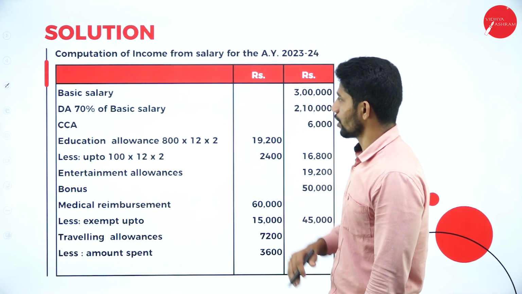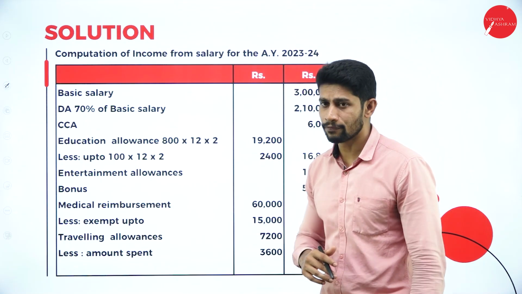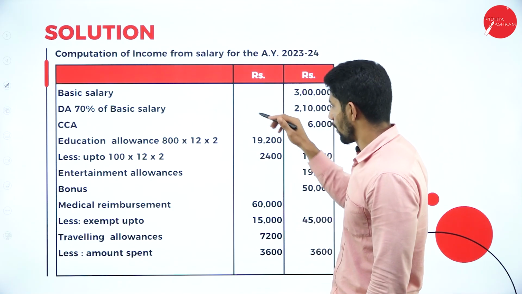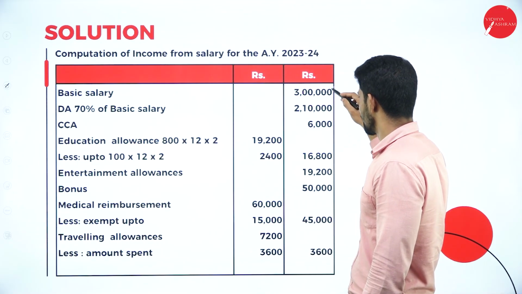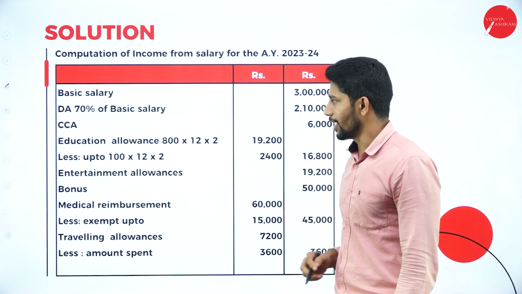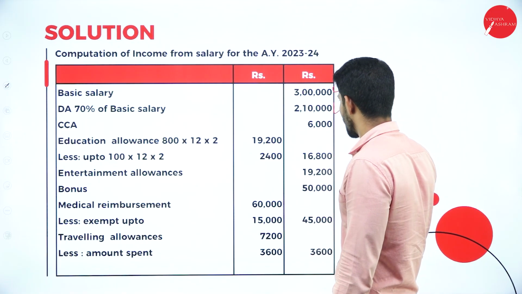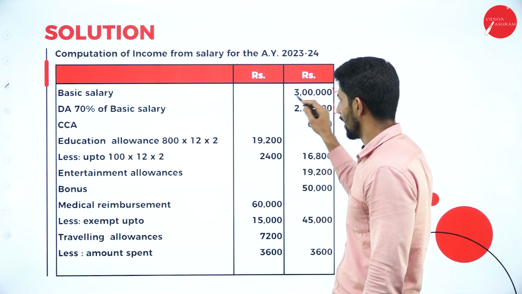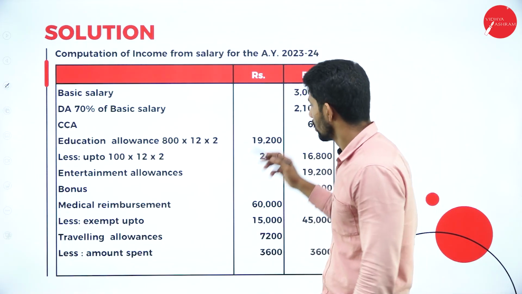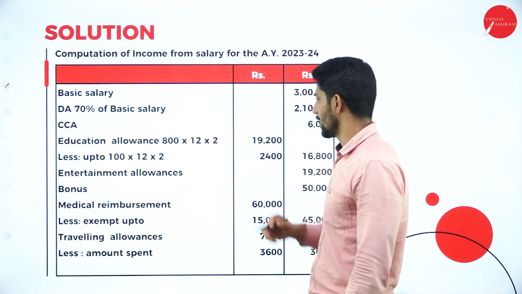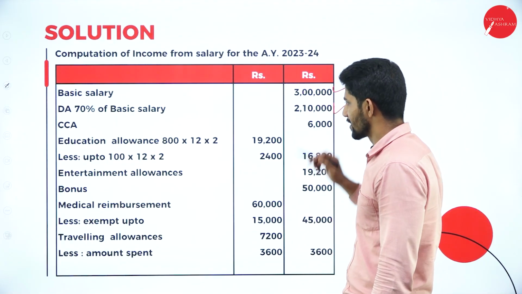So, computation of income from salary for the assessment year 2023-24. So basic salary, as we already calculated, 25,000 into 12 months, you'll get 3 lakh rupees. Next, DA, 70% of basic salary. Yes, it is 2,10,000. So basic salary is 3 lakh. On it, if you compute 70%, obviously you'll get 2,10,000. CCA, as we already computed, 500 into 12 months, we will get 6,000.